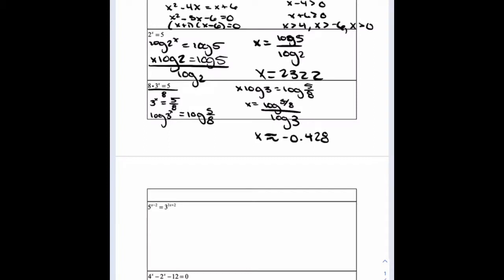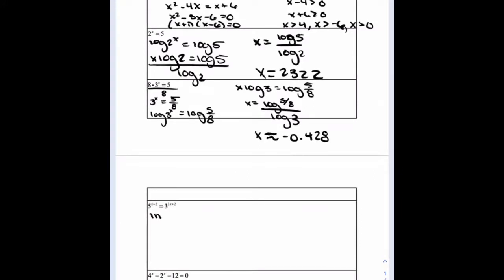Okay, for this one, I'm going to use natural log. It doesn't matter if you use natural log or log, you'll get the same answer. I'm just going to use natural log here. So first, I'm going to start by multiplying each side by the natural log. And then I'm going to change from exponential to the factored form. So x minus 2 times natural log 5 equals 3x plus 2 times the natural log of 3.